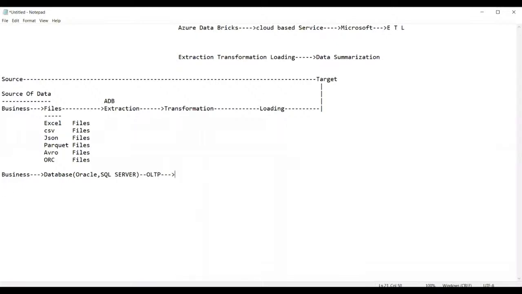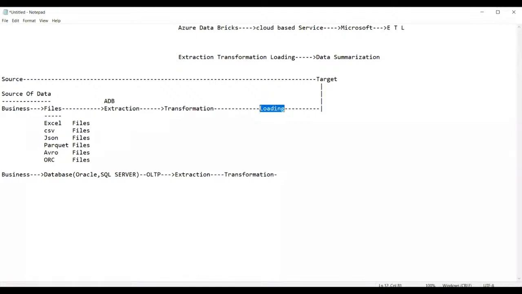So now, guys, ultimately from this database we pull in the data by using the same process. Extraction will be done. That means using the ADB, we extract the data. And once the data is extracted, we perform the transformation on the data. Transformation is the actual process of data summarization or loading the data as per the requirement of the client.